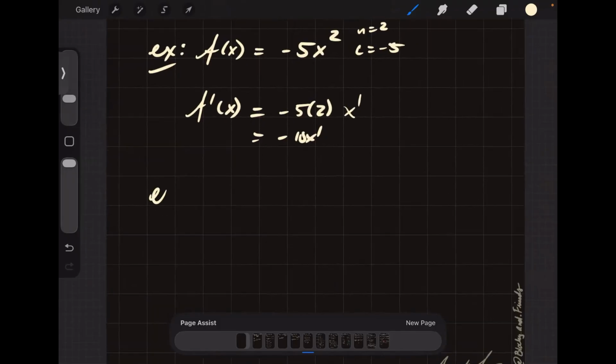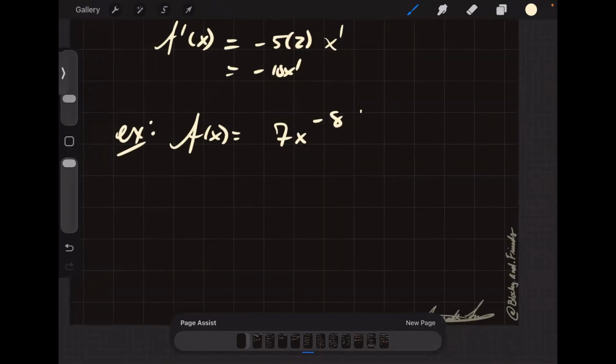Ready? What if the exponent is negative? That's cool. Let's say this is 7x to the negative 8. N is equal to negative 8, and it's non-zero. C is equal to 7. That means f prime x is equal to negative 8 times 7x to the negative 9.